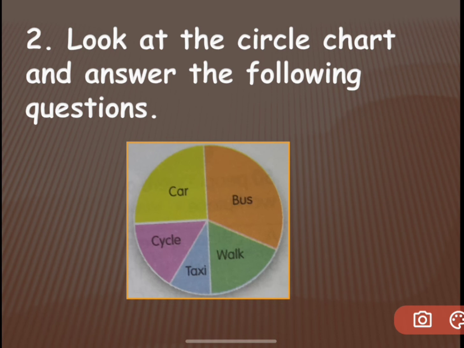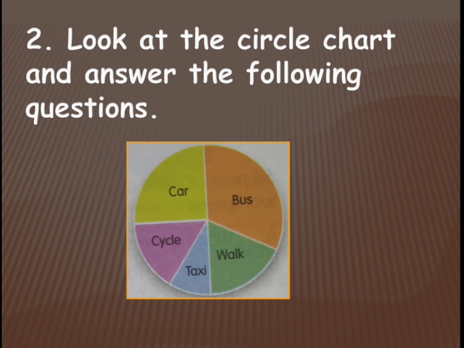Next. Which mode of transport is used by more than one fourth of the people? Just now we have drawn a circle made into four parts. More than one fourth means this is more than one fourth. Even this is more than one fourth. So the bus, the orange color, is more than one fourth. This is your one fourth, but it is more than one fourth. So you'll write bus.